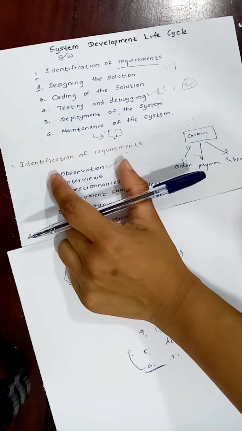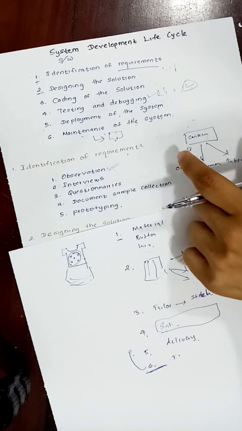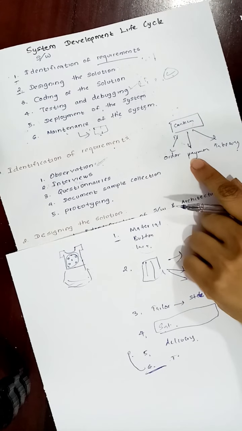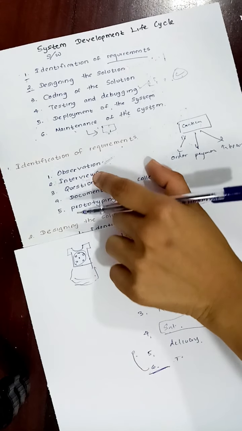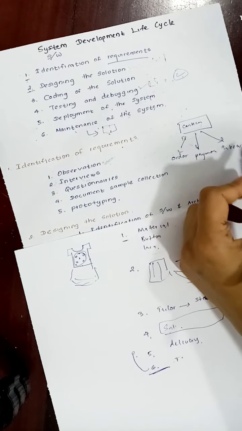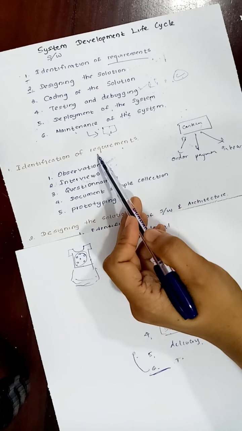So a developer can go to the canteen and identify what requirements are needed for this canteen management software. If not, he can interview the canteen owner or the customers. From that he can identify what requirements he needs.